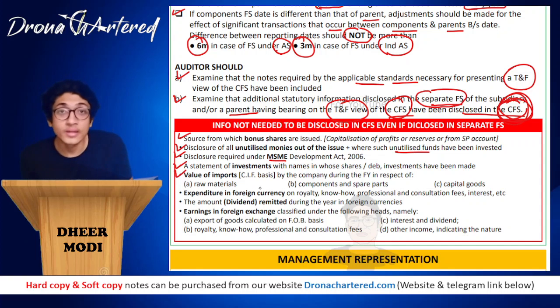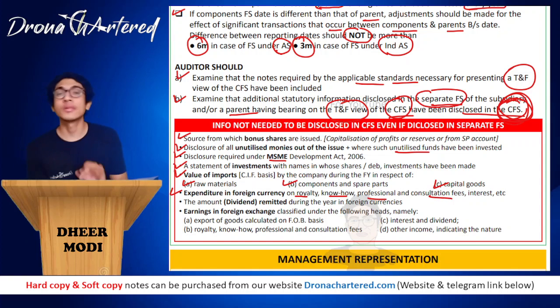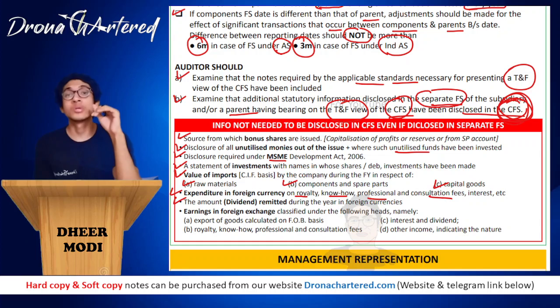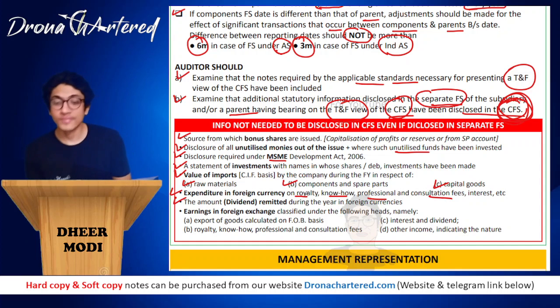Value of imports, that is on CIF basis. So value of imports on CIF basis by the company during the financial year in respect of raw material, components and spare parts and capital goods, this information is not required. Expenditure in foreign currency on royalty, know-how, professional and consultation fees, etc. is not required. Amount of dividend remitted during the year in foreign currency. This might be shown in SFS but not required in CFS. That is dividend remitted outside India. Yes, that is in foreign currency.